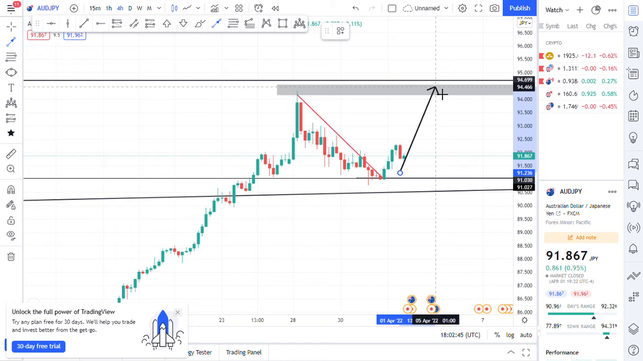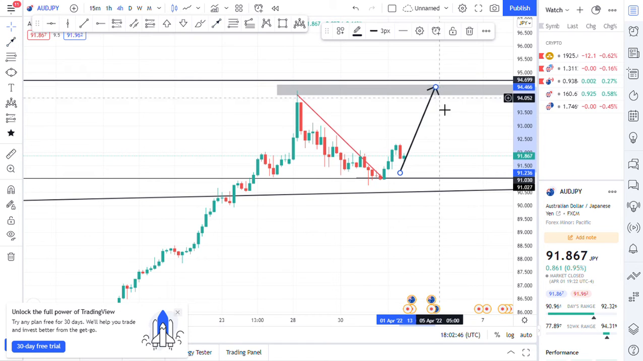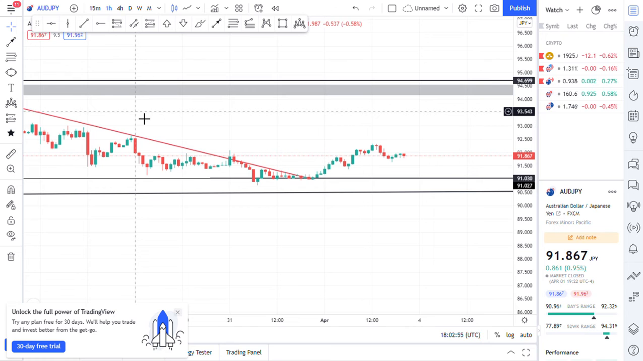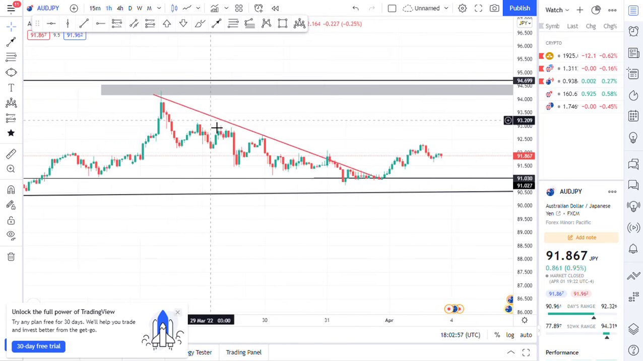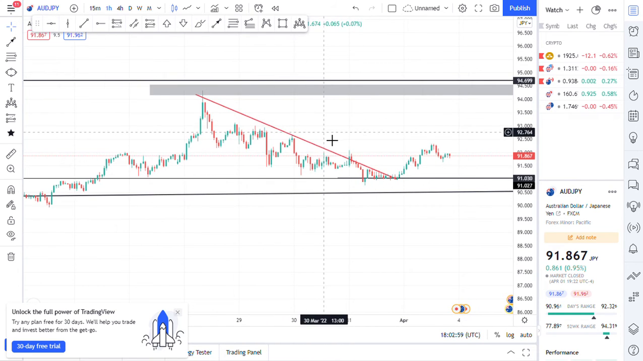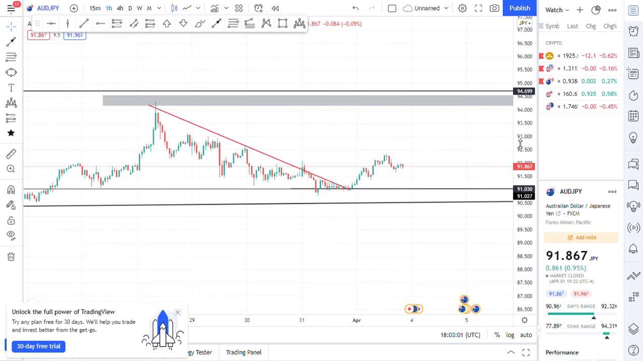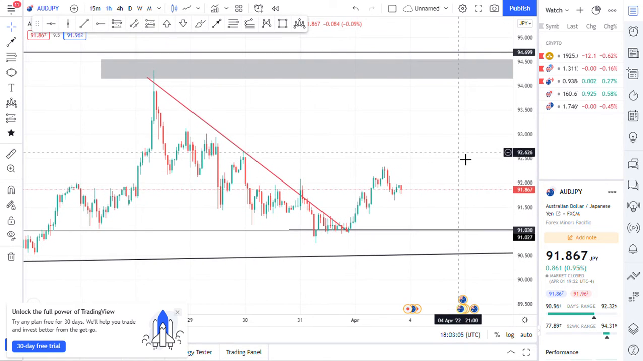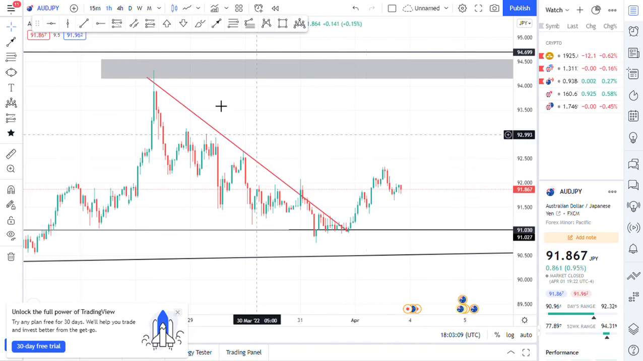So on Monday or Sunday evening, I'm looking for buys. I'm expecting price to buy and buy on AUDJPY. And it really happened because of the news in Japan. I didn't really follow the news though, but that happened. And most likely, we may be buying from this zone here.